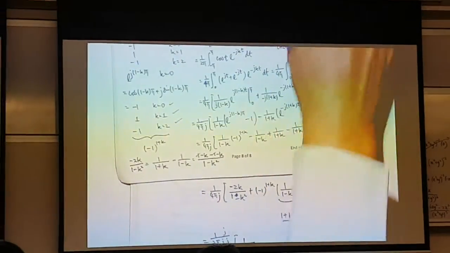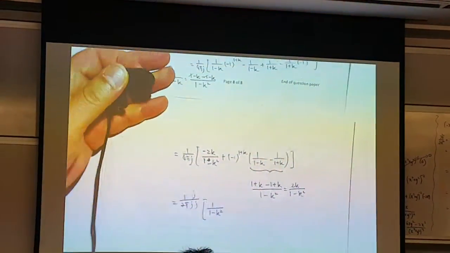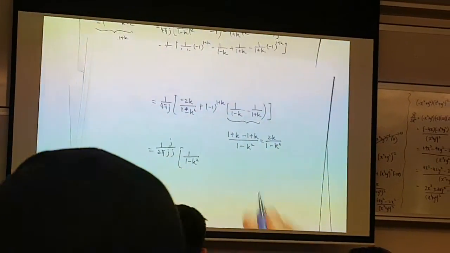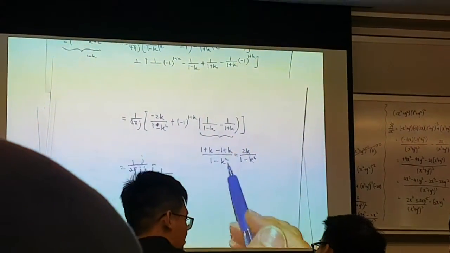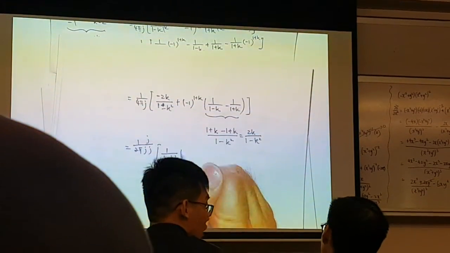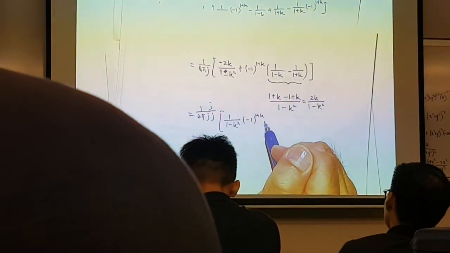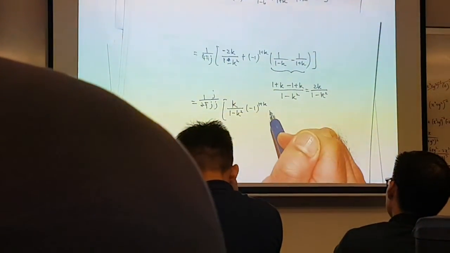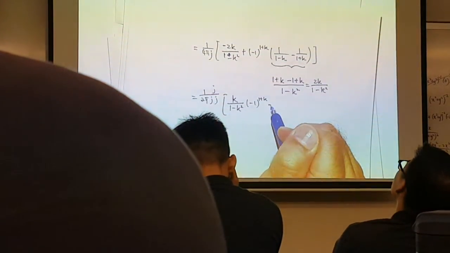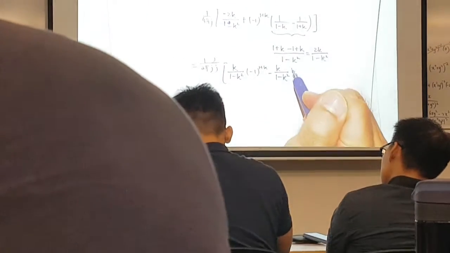You have 1 minus 1, 1 over 1 minus k squared. Originally, this is basically the positive side, so this will have minus 1, 1 plus k. And then what you have here is your k, and then this is minus k divided by 1 minus k squared.